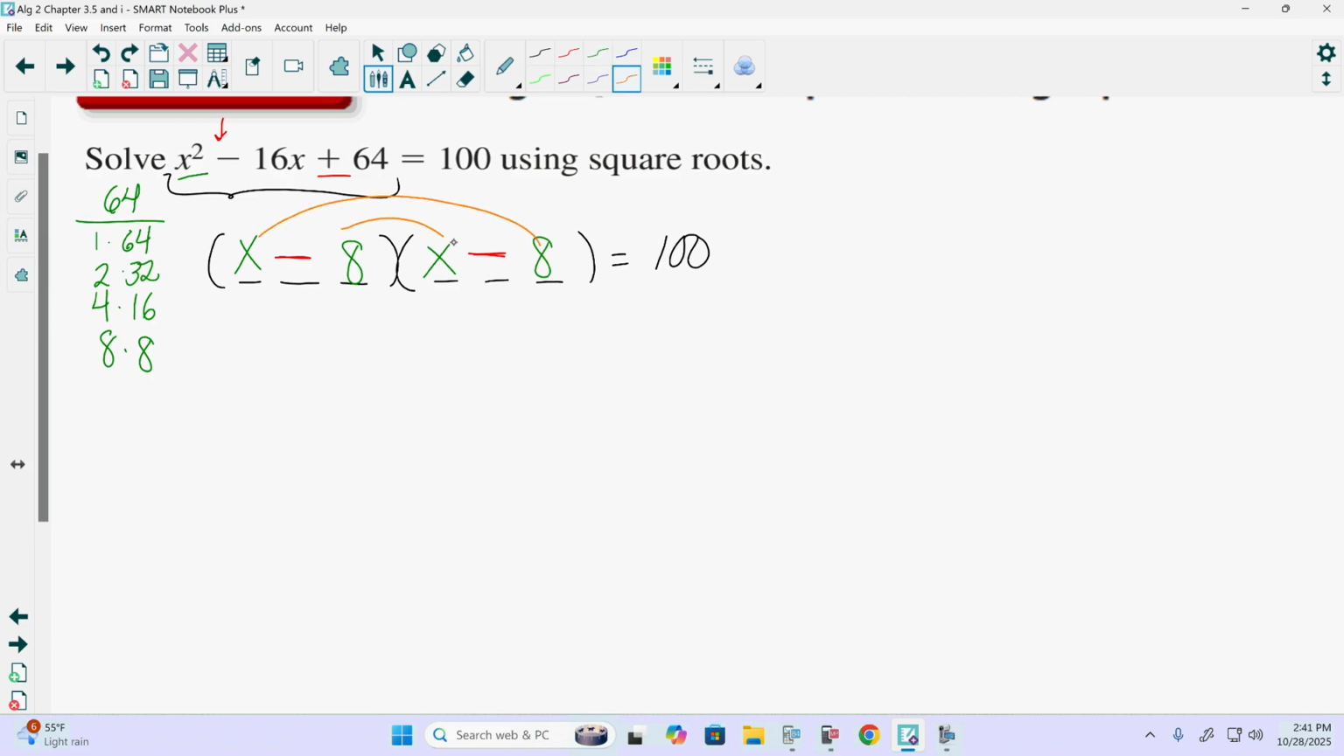Now we can check this here. X times negative 8 would be negative 8x. And negative 8 times x is going to be negative 8x. And negative 8x minus 8x is negative 16x. Is that the middle term we wanted? Yeah, okay.